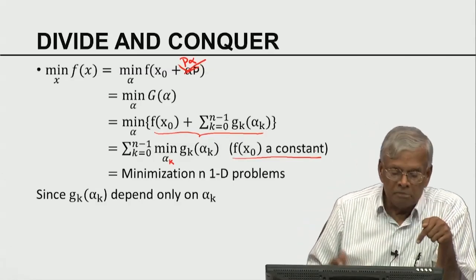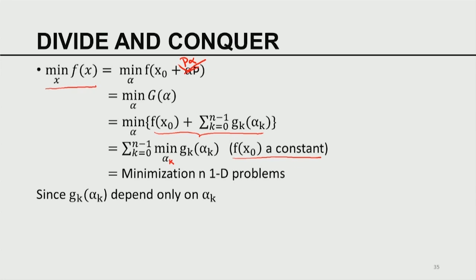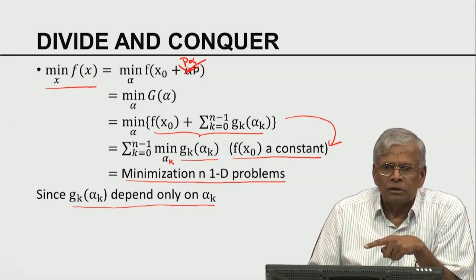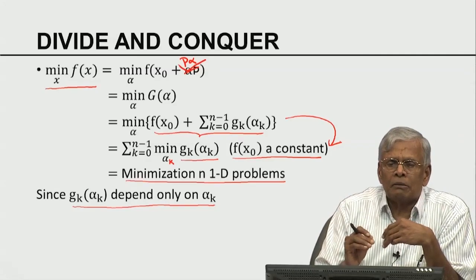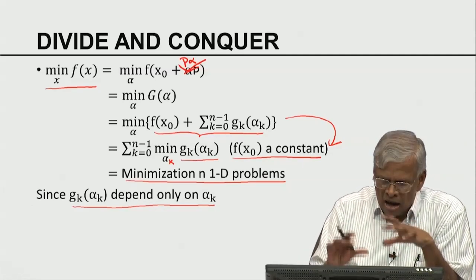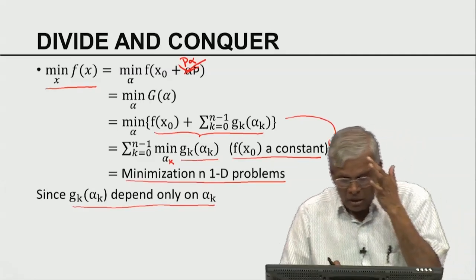So, what have we accomplished? Minimization of x in the n dimensional space is now reduced to minimization of n one dimensional functions, which are called g k of alpha k. Please remember, each g k depends only on alpha k. So, the transition from here to here is very crucial, very critical. This transition depends on our ability to decompose, because g1 depends only on alpha 1, g0 depends only on alpha 0, g3 depends only on alpha 3, g k depends only on alpha k. Therefore, we have made the problem one of n simultaneous minimizations of g of alpha k, which are one dimensional problems.